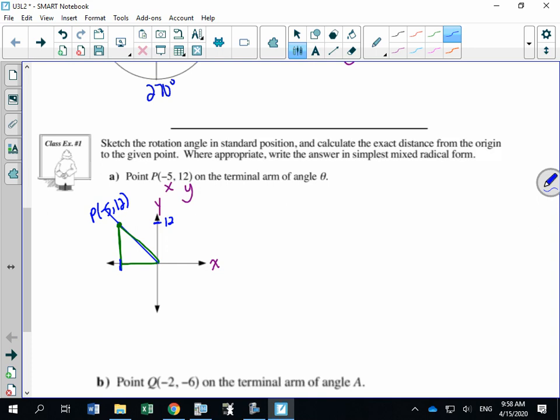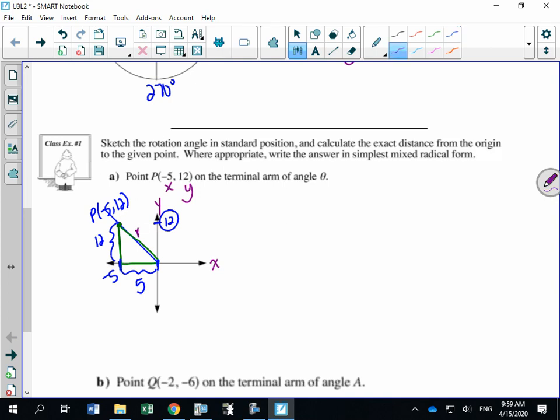So this distance from the origin to here is -5. But if I said, well, what would that distance on the triangle be? We can't have negative distance, so I would just say that's 5. That's 5 units. From 0 to -5 is 5 units. And what would this distance here be? That distance is 12. Okay.